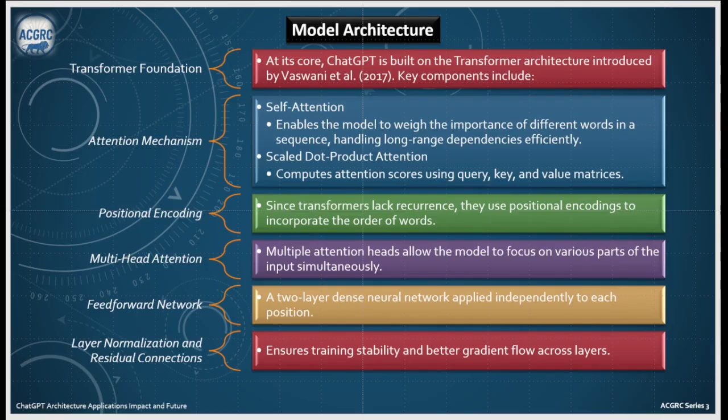Feed-forward networks. A two-layer dense neural network applied independently to each position. This is what feed-forward network means. Layer normalization and residual connection ensure training stability and better gradient flow across the layers.